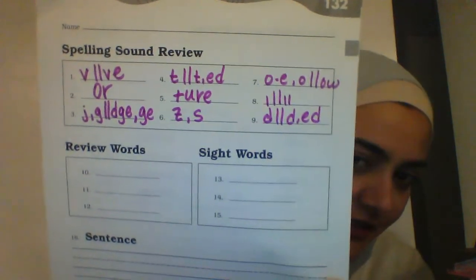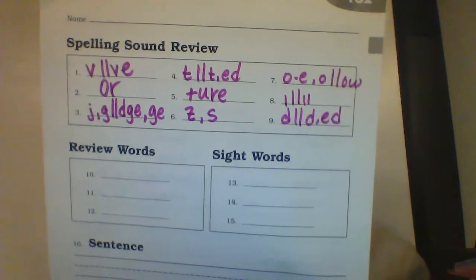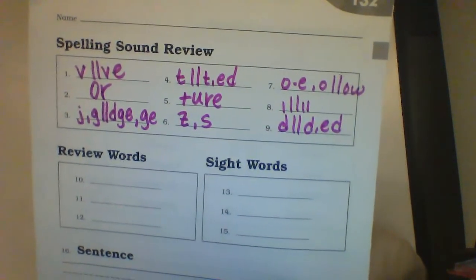Number nine is D. D, final, D, comma, E, D. Okay, let's practice. Oh, I'm sorry. Let me show you my paper. This is how your paper should look. If you need some time to copy this down or to correct your writing, go ahead and pause the video now.